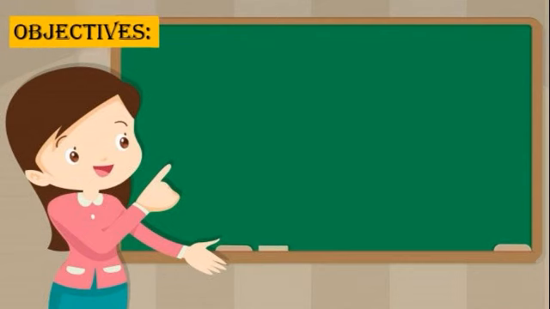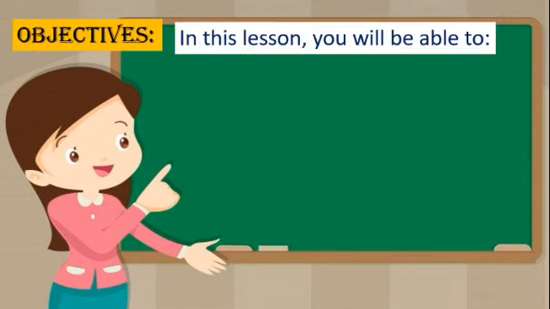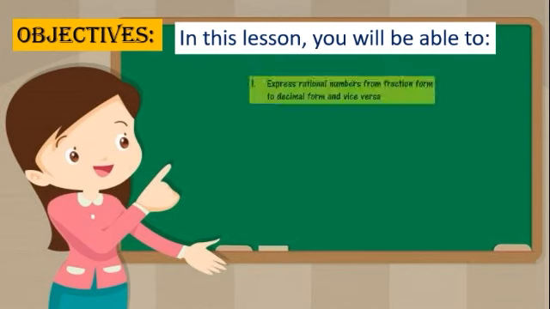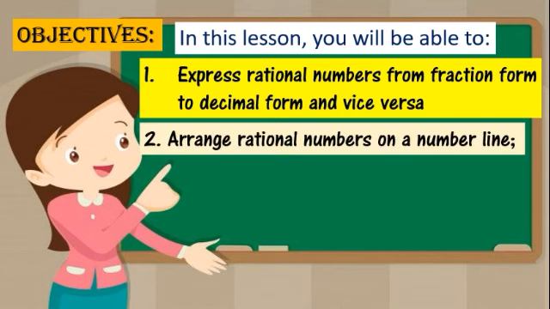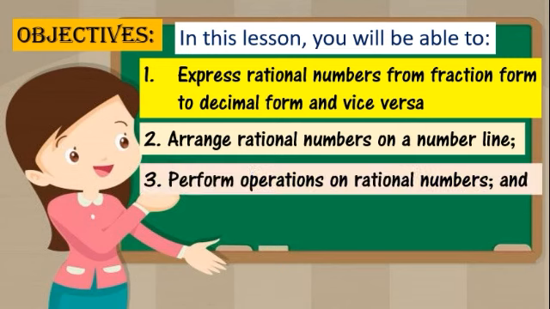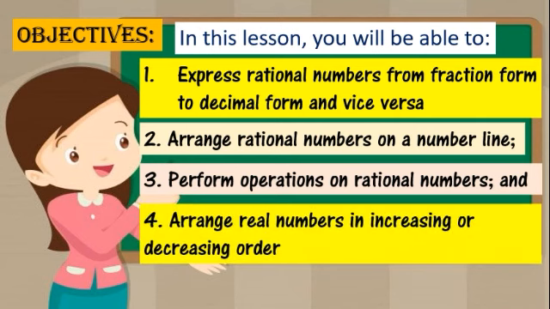Our objectives in this lesson: in this class, you will be able to: number 1, express rational numbers from fraction form to decimal form and vice versa. Number 2, arrange rational numbers on a number line. Number 3, perform operations on rational numbers. And number 4, arrange real numbers in increasing or decreasing order.